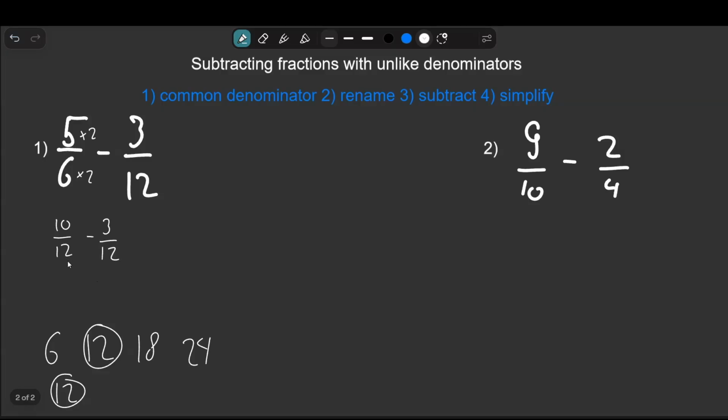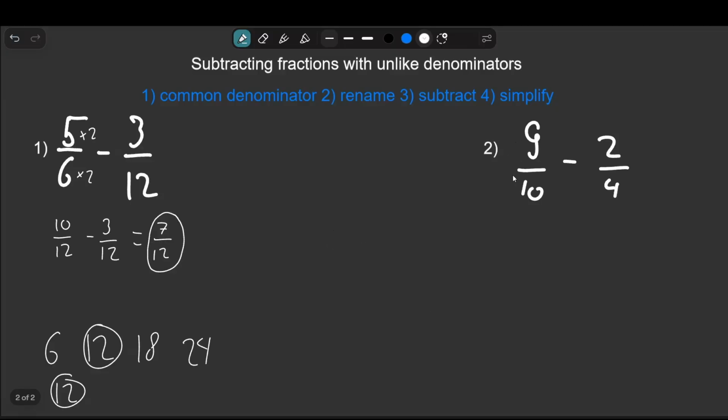Now the denominators are the same. We can start subtracting. And to subtract fractions, we only subtract the top numbers, so the numerators. So 10 minus 3 equals 7/12. Always look to simplify the fraction, but in this case, this is your most simple way of writing the fraction. So this will be your answer of the first example. Now, on to the second example.